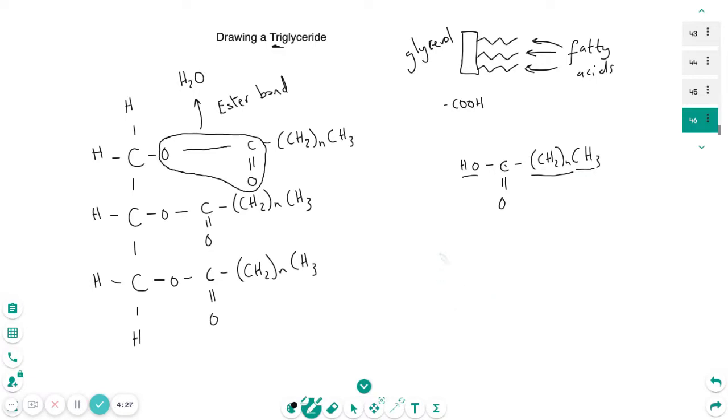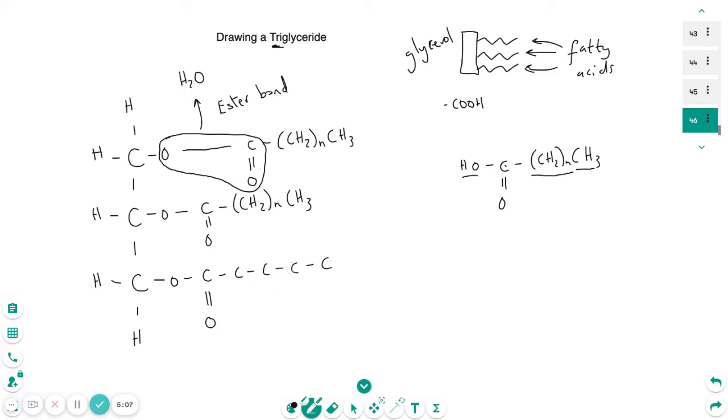Another way you can draw it, what I'll do is I'll just rub this bottom one out. Let's do it again, I'm going to do it a different way. So we've got the oxygen from the glycerol still left behind. It's the oxygen bridge. There's the carbon double bond. And we're going to draw it a different way. Rather than just writing CH2 n, CH3, I'm going to do it this way. The fatty acid tail is just a hydrocarbon tail.